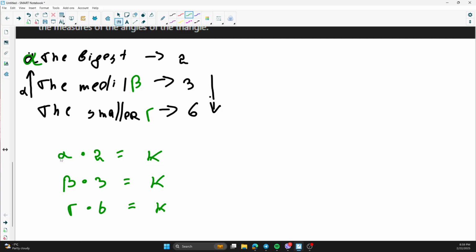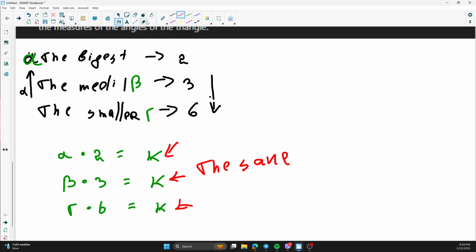So again, think of alpha, 2, 3, and 6 and all of the angles as measurements. Alpha is the biggest, then medium, and gamma the smallest. The angles are decreasing and the numbers are increasing. Their values change. But this kappa remains the same. It's the same kappa. The value doesn't change, it's a constant.